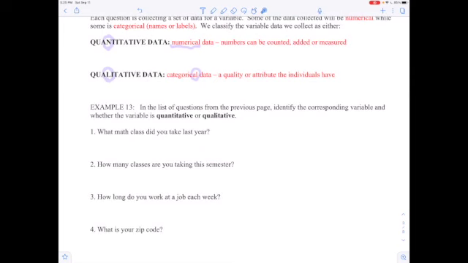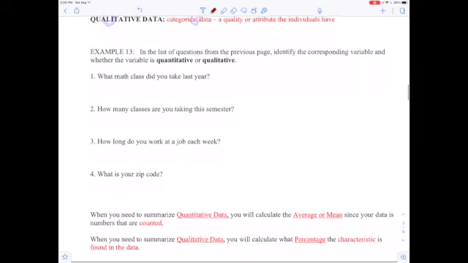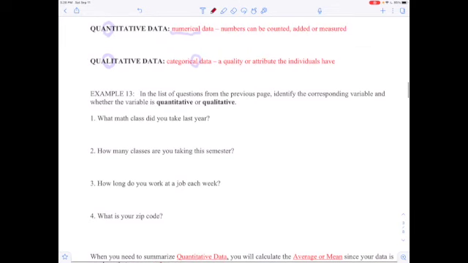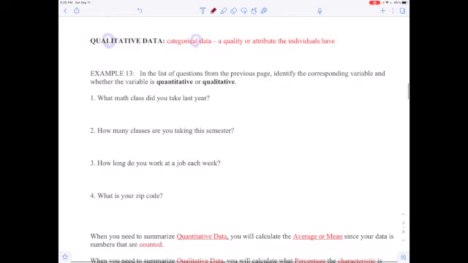Moving on, we're going to talk about the examples here. Example 13 says, in the list of questions from the previous page, identify the corresponding variables and whether the variable is quantitative or qualitative. What math class did you take last year? Well, some of you will say intermediate algebra, or you can say algebra 2, and that still is a category. It's not a number you can add or subtract or measure, all right? In this case, that's qualitative.